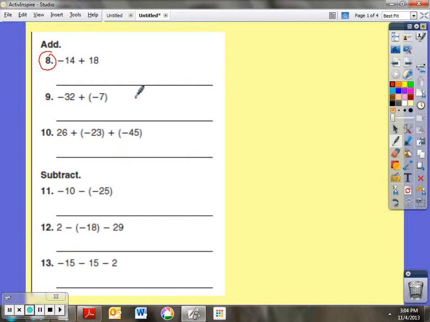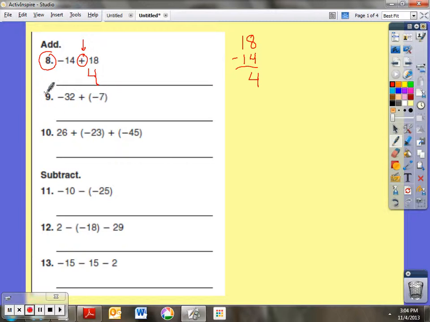Okay, so for number 8, I have negative 14 plus 18. I see the addition sign. I see signs are different, so find the difference. Signs are different, a negative and a positive, find the difference. So all I'm going to do over here is take the larger number, which is 18, and subtract 14. 18 minus 14 is 4. The number with the larger absolute value is the 18, and it is positive, so my answer will stay positive.